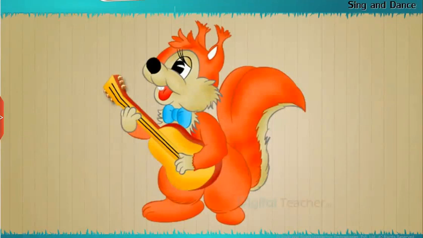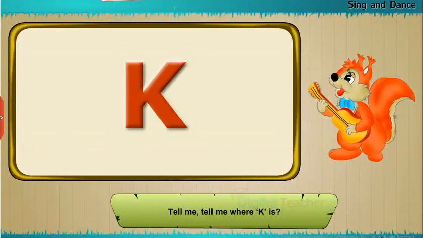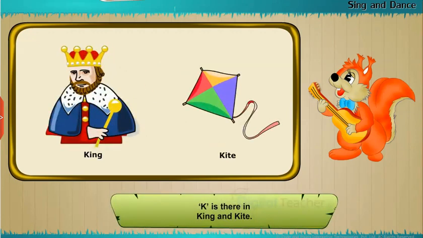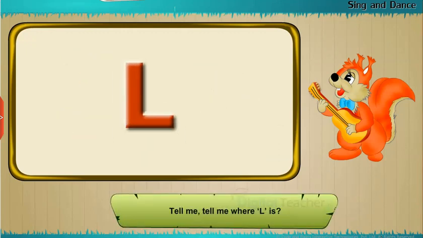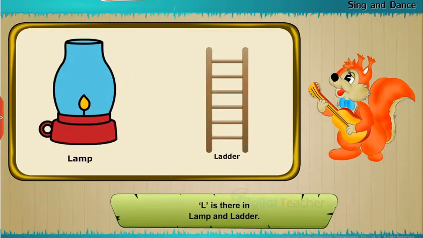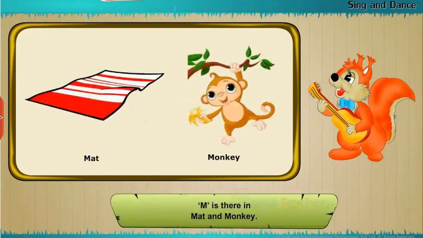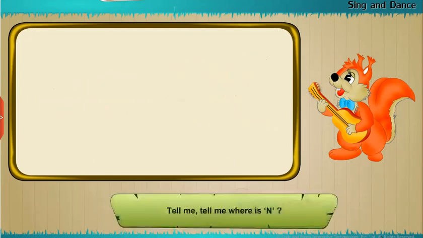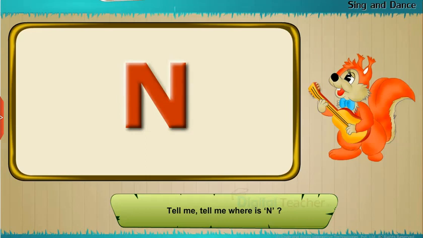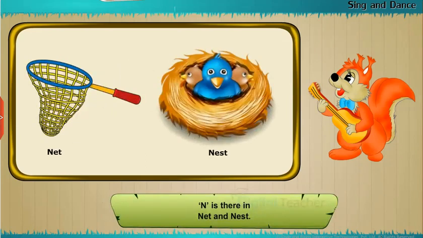Sing and dance. Tell me where K is there in king and kite. Tell me where L is there in lamp and ladder. Tell me where is M. M is there in mat and monkey. Tell me where is N. N is there in net and nest.